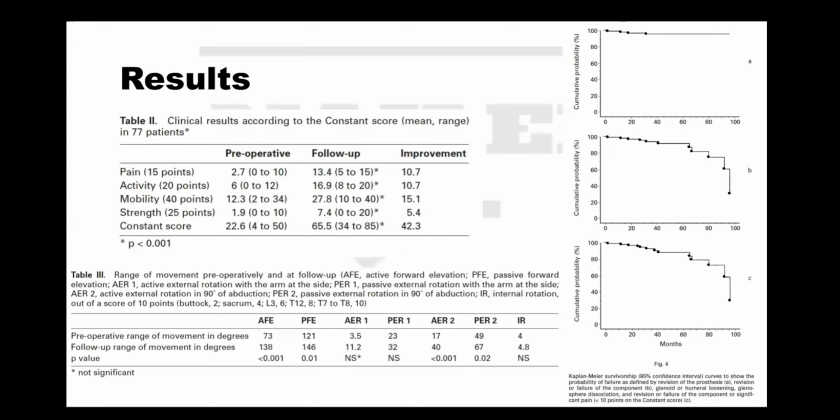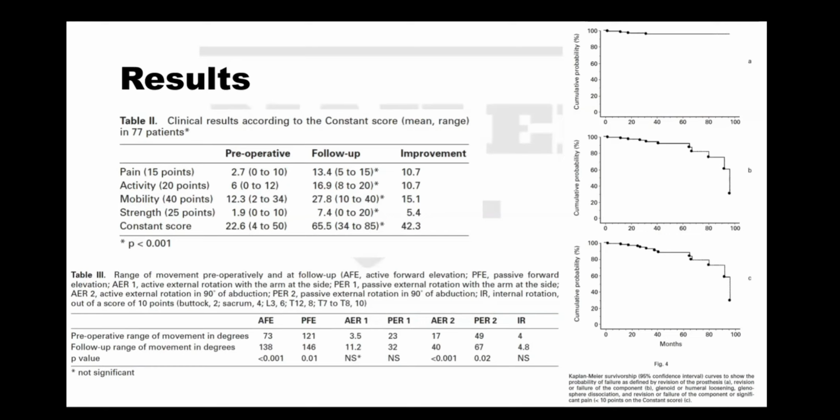So here's the results slide that they had, a little bit busy. First, we'll focus on table 2 in the middle there. What we're looking at is the Constant-Murley score. You can see the different breakdown of the points: there's pain, activity, mobility or range of motion, and then strength, and then the overall score on the bottom. On the left column is the preoperative score, so the range of motion and all the other tests that they did prior to surgery. And then they also have their follow-up post-surgery, and you can see all of these were significantly improved after surgery.